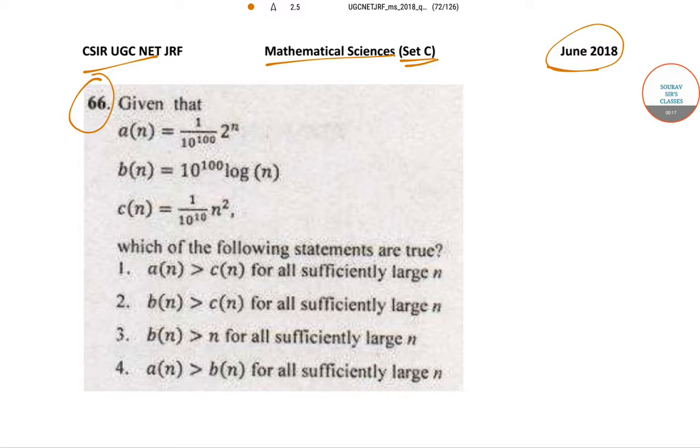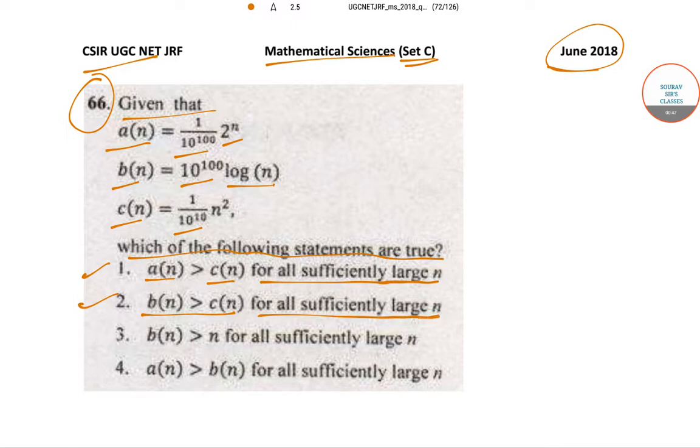In question number 66, it has been said that given a_n is equal to 1 by 10 to the power 100 into 2 to the power n, and b_n is equal to 10 to the power 100 into log of n, and c_n is 1 by 10 to the power 10 into n square, then which of the following statements are true? Option 1, a_n is greater than c_n for all sufficiently large n. Option 2, b_n is greater than c_n for all sufficiently large n. Option 3, b_n is greater than n for all sufficiently large n. And option 4, a_n is greater than b_n for all sufficiently large n. So these are the four options that we've been given.